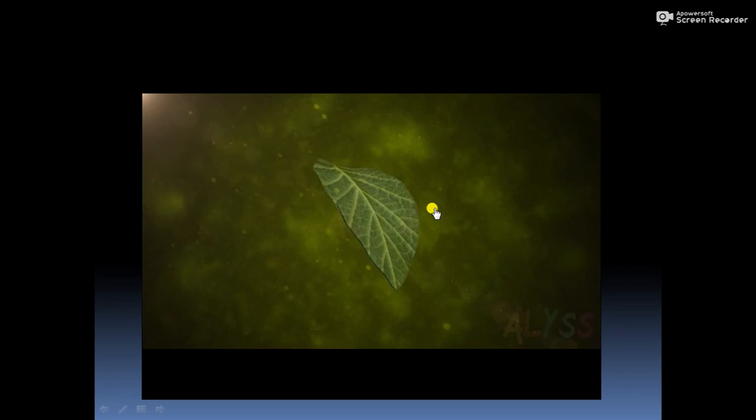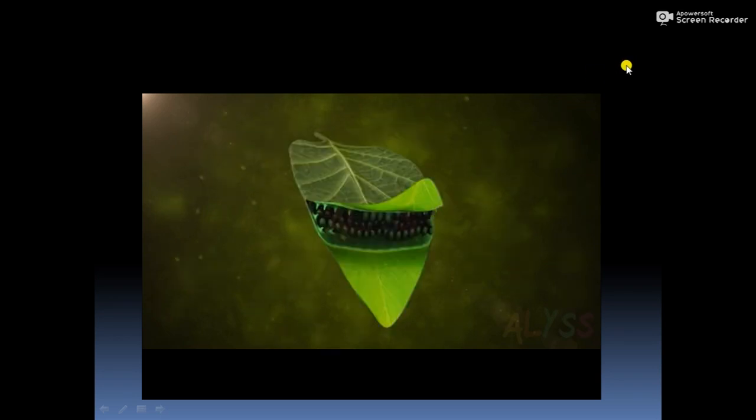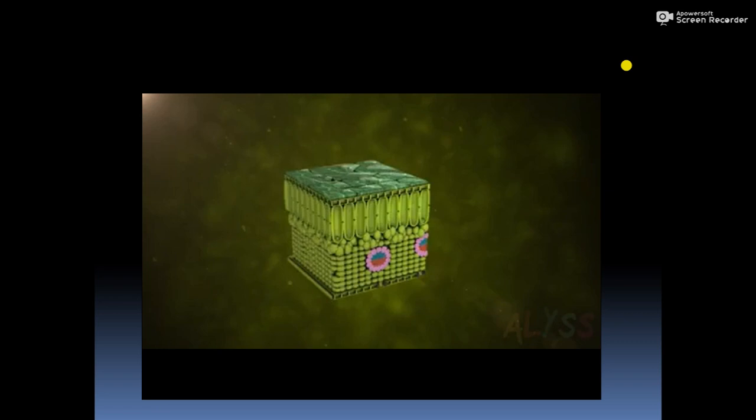How? You know leaves are green. Leaves have the green pigment chlorophyll present in the cell organelle chloroplast that traps solar energy to convert it into chemical energy in the form of carbohydrates. And this process is called photosynthesis.